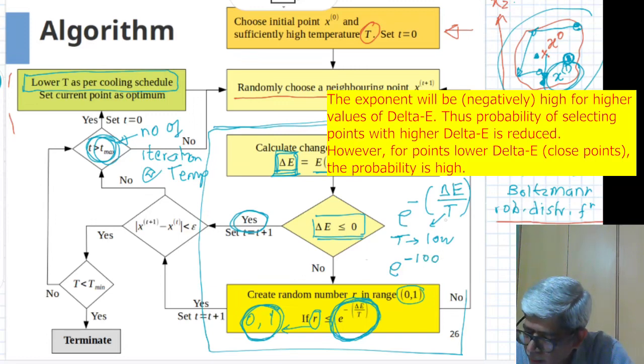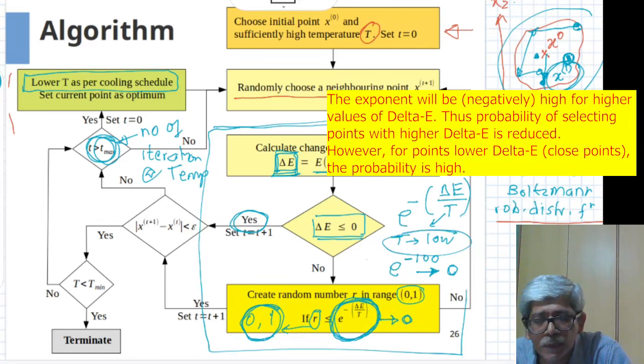So as you can see, for very low values of T, this right hand side of the Metropolis criteria, the Boltzmann factor, will tend to 0. Earlier it was tending to 1 for higher T. For lower values of T, it is tending to 0. So towards the end of this annealing cycle, you will find that the right hand side will tend to 0. The left hand side will still be between 0 and 1.